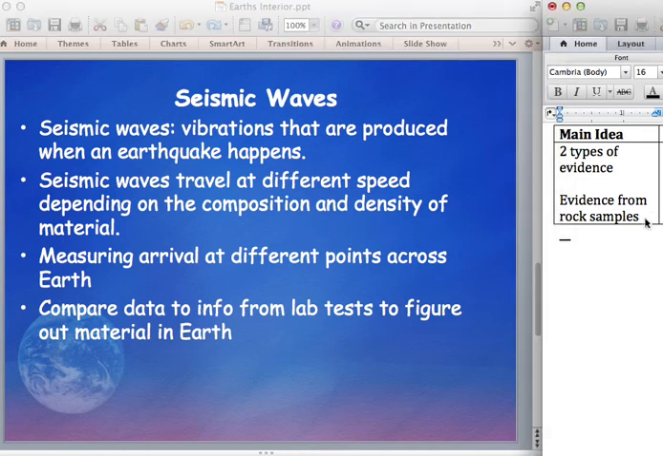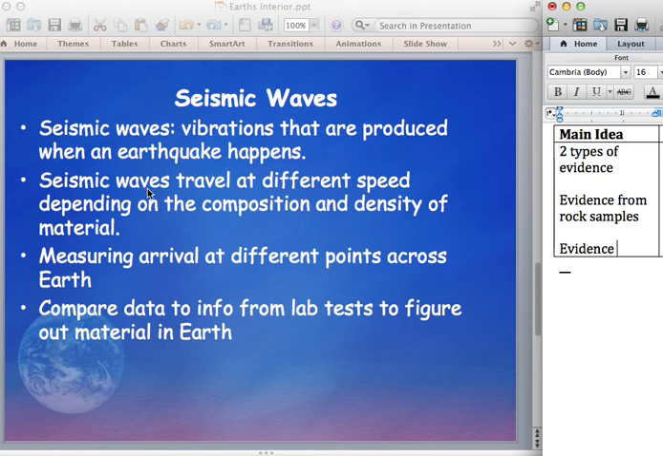A seismic wave is a vibration that's produced when an earthquake happens. So if you were to bang on the table where you are, I don't recommend you do this without telling everybody else at the table what you're doing so your mom doesn't freak out. But if you were to smash that table, bang on it hard, you'll feel the vibrations move through the table. When an earthquake happens, vibrations are sent through the Earth in much the same way. We call them seismic waves.